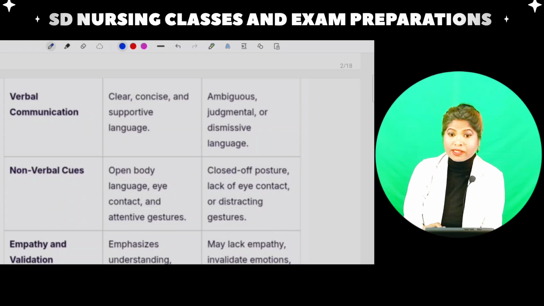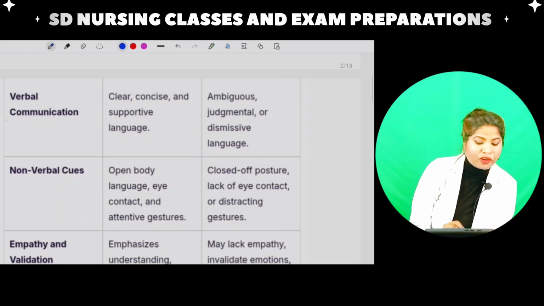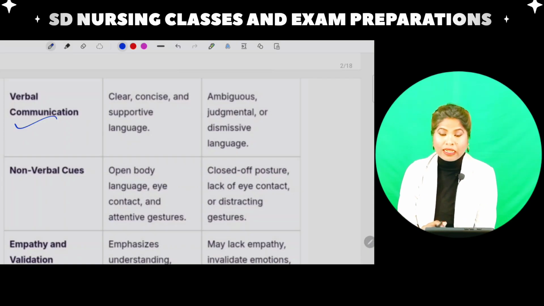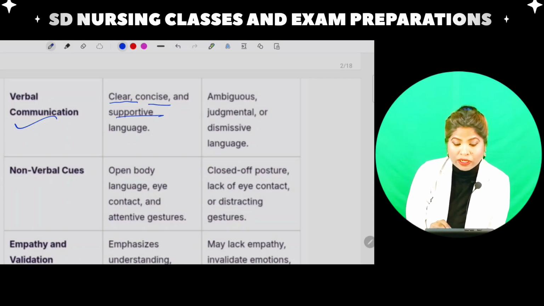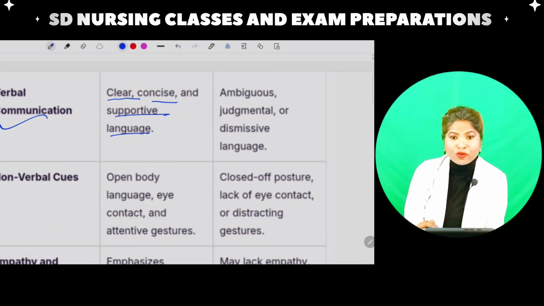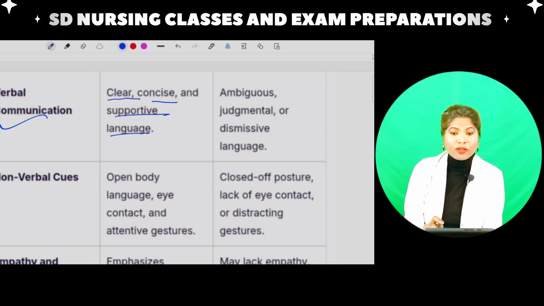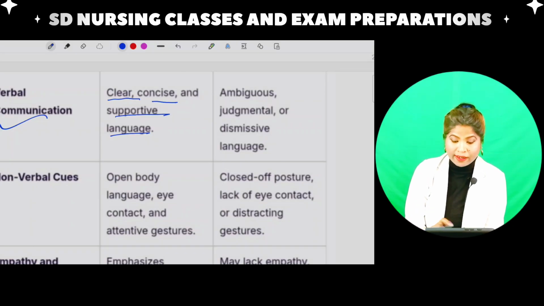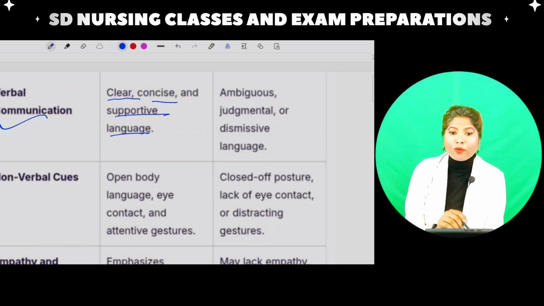And yes, we already studied two types of communication, verbal and non-verbal. So in verbal communication, whatever we are talking to the patient should be clear, conscious, supportive language. Whatever language the patient can understand, that language only we have to use. So that language should be clear, which the patient can understand, and we talk to the patient consciously, with supportive language. So these are all ways you are dealing positively with the patient.